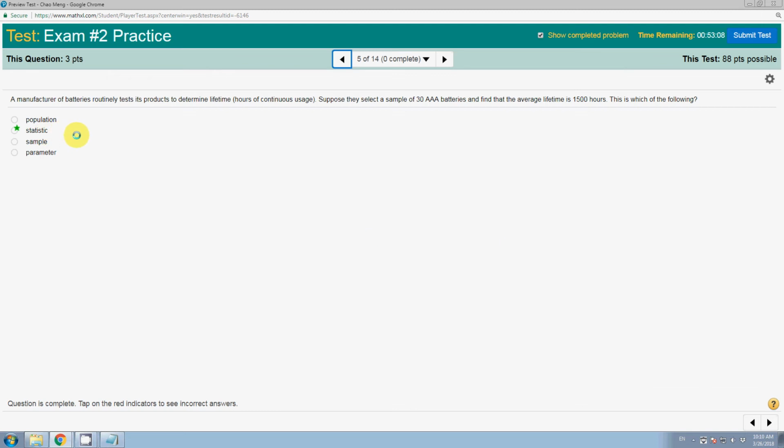And the population parameter is the value that we really want to know about the entire population. So that's the difference. Statistic is from the sample, and the population parameter is from the population.